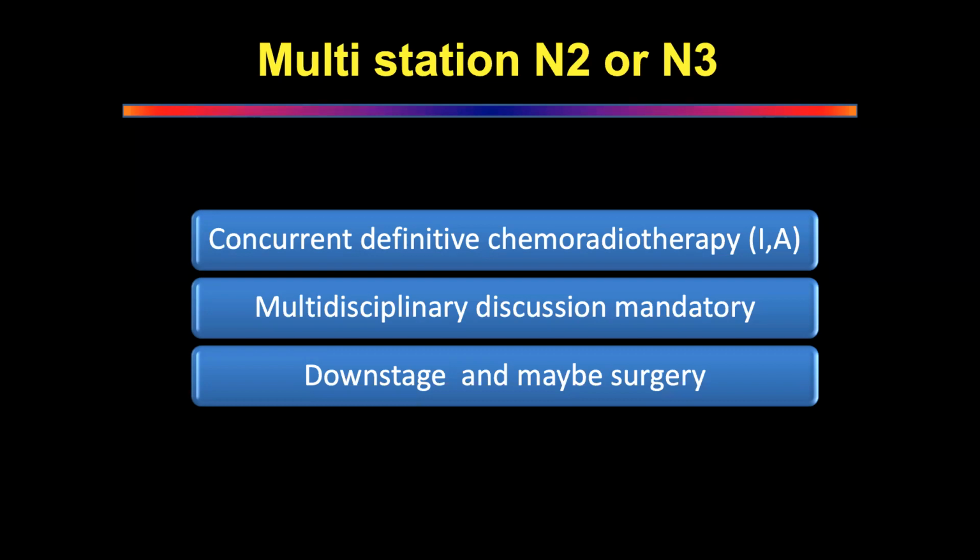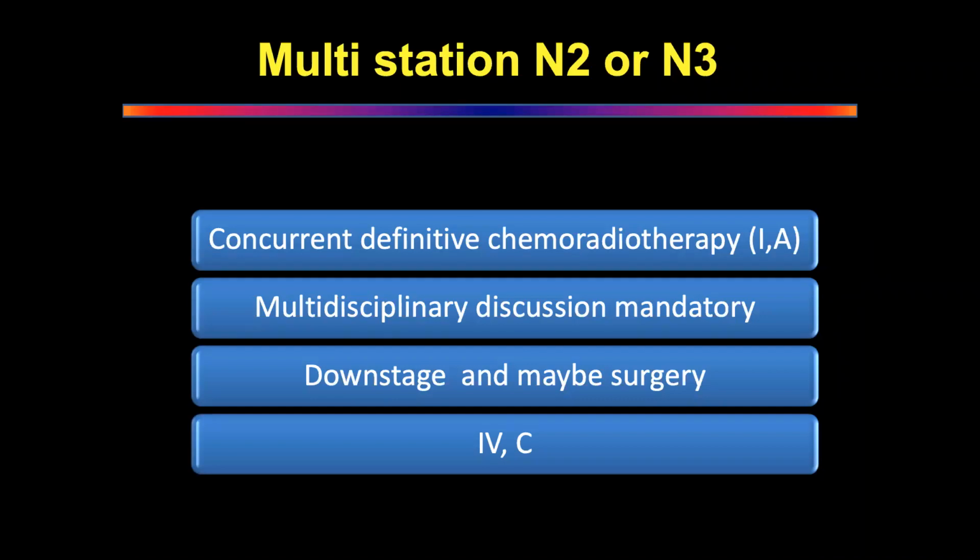In multi-station N2, N3 disease, you offer definitive chemoradiotherapy. Once you've done definitive chemoradiotherapy, you will repeat the CT scan and the PET CT. If the mediastinum shows reduced PET activity or no PET activity, you would go ahead and do an EBUS and an EUS. If EBUS and EUS is negative, you will do a mediastinoscopy. If mediastinoscopy is negative, you will offer surgery. Is this clear to everybody? This is the level of evidence 4C.